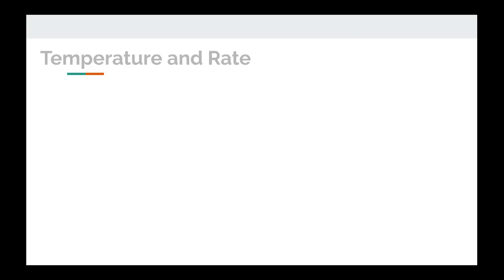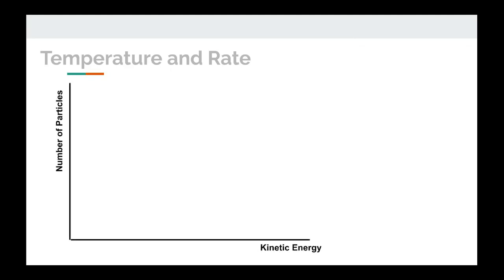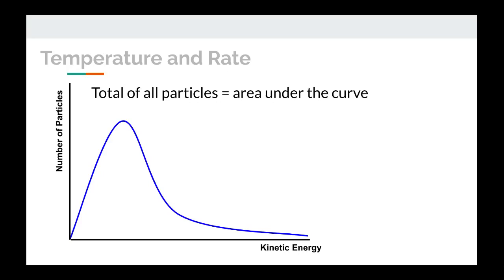So thinking about temperature and rate, and thinking about the energy that particles have in their kinetic storage mode, we can get this graph where the total of all particles is the area under the curve. And so this would represent some sample of particles at some temperature. Thinking about collision theory, the activation energy is some value along the energy axis. And remember, we said that if kinetic energy was greater than or equal to the activation energy, those are the only collisions that are going to result in effective collisions that will actually produce products.